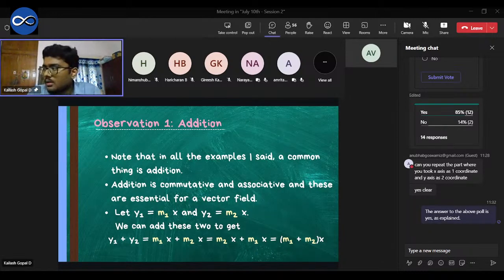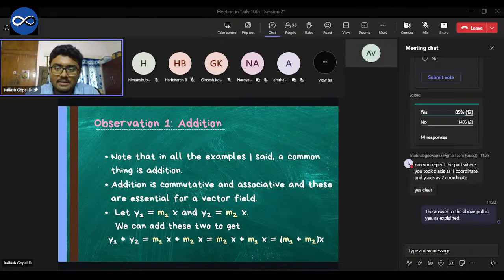So y equals mx. What is that? You take an input, and the output is a multiple of the input. Let's say y equals 25x. The input x equals 1 gives y equals 25, x equals 2 gives y equals 50. So you're scaling the input to produce the output.